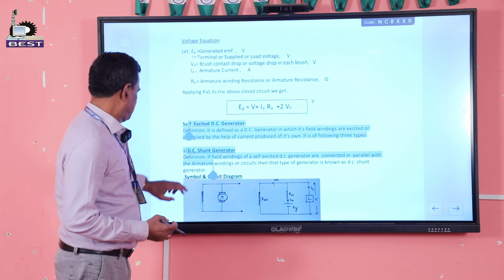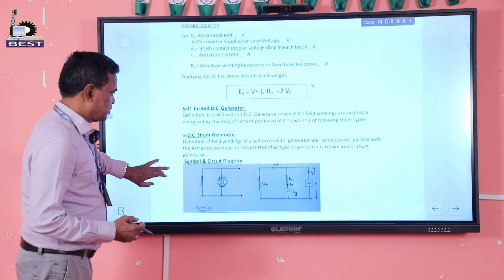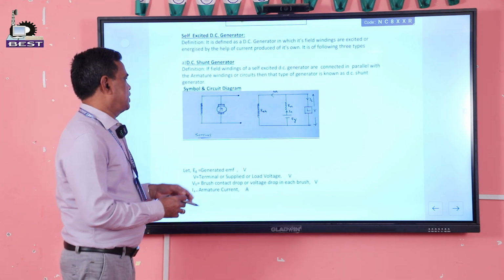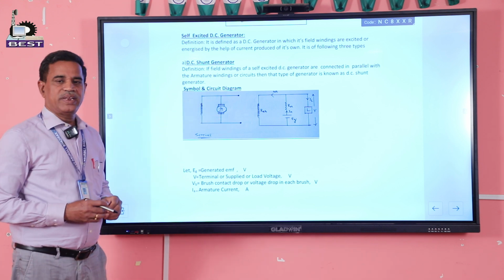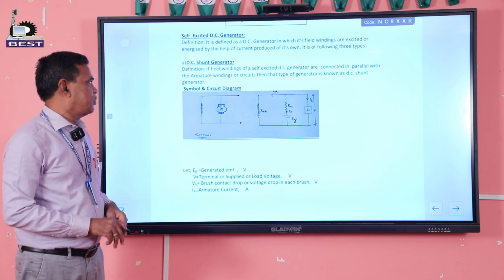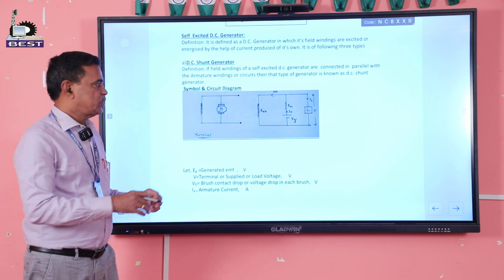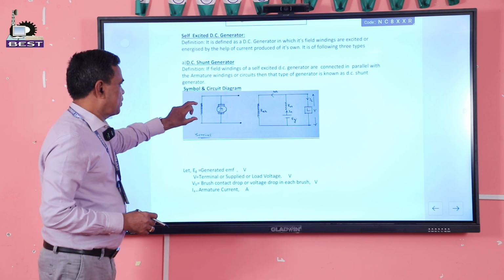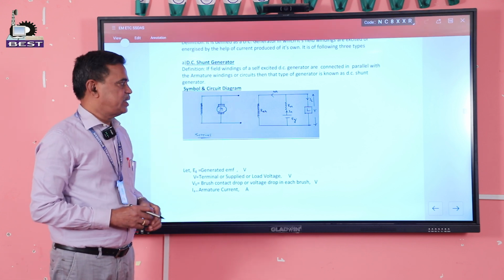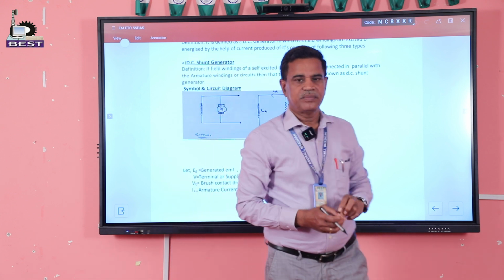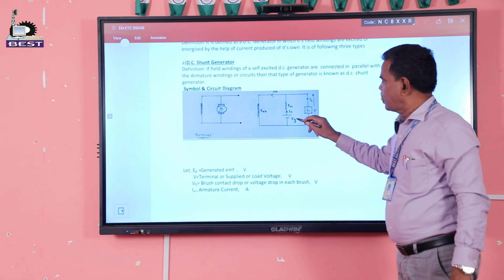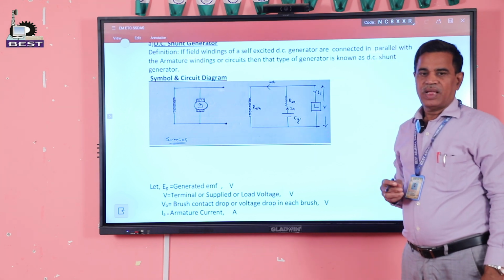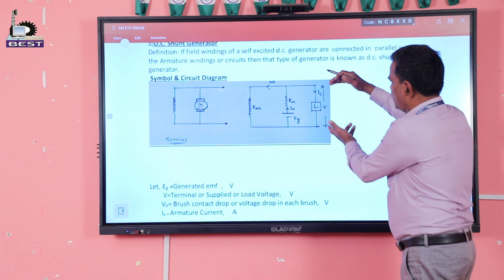Now we have the self-excited generator. This is the circuit of the self-excited generator in which the shunt field winding is connected in parallel with the generator. On the outer side we have the load resistance RL. This is the shunt field resistance RSH. The terminal voltage is V. We have generator voltage Eg, current Ia flowing through the armature, and armature resistance Ra. Here we have load voltage V.